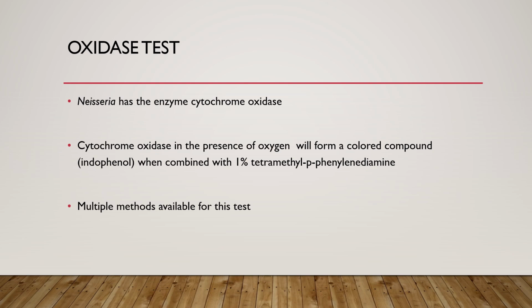There are many methods available for this test, including what's known as the swab method, where you take the organism and put it on a swab and then add your reagent to the swab and see if it turns purple. Then we've got the filter paper method, where you add the reagent to the filter paper and then you smash your bug into the filter paper. If it turns purple, it's positive. And then there's the plate method, where you add the reagent directly to the organism on the plate. So there are several methods available for this test.